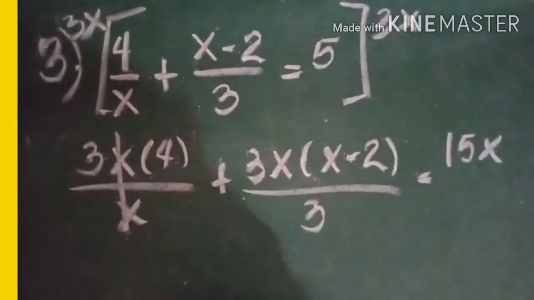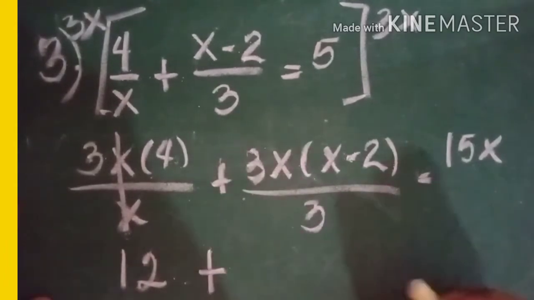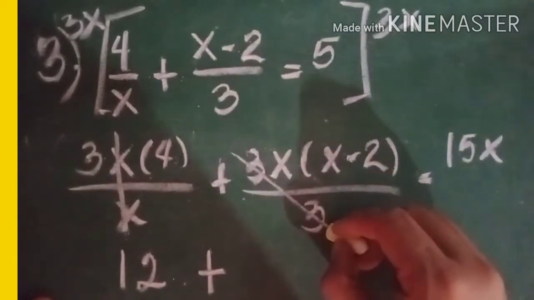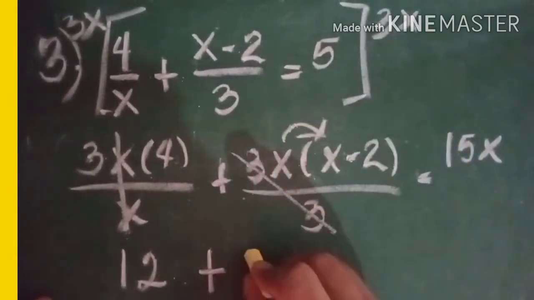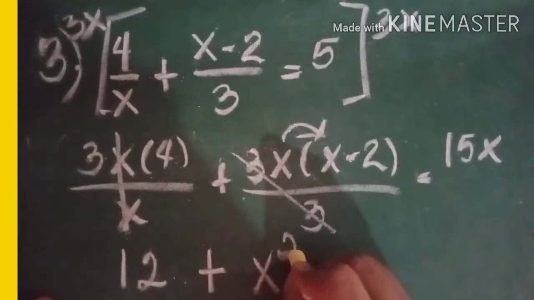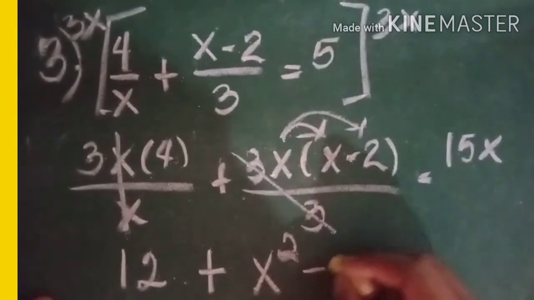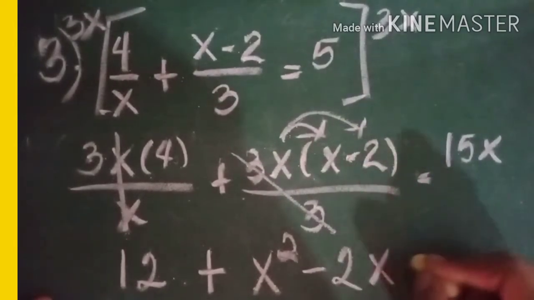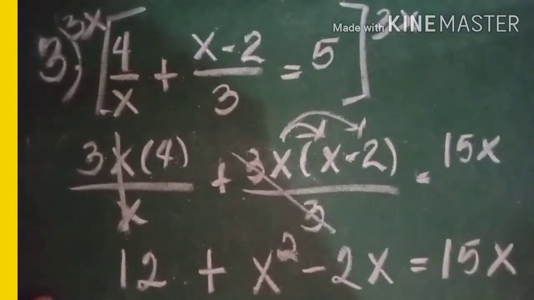Cancel natin yung x. So, natira is 3 and 4 times natin. 3 times 4 is 12. And then, we can cancel 3. Then, ang natira ay x. So, i-distribute natin. So, x times x is x squared. Then, x times negative 2, negative 2x. Then, equal sa 15x. And then gagawin na nating standard form.